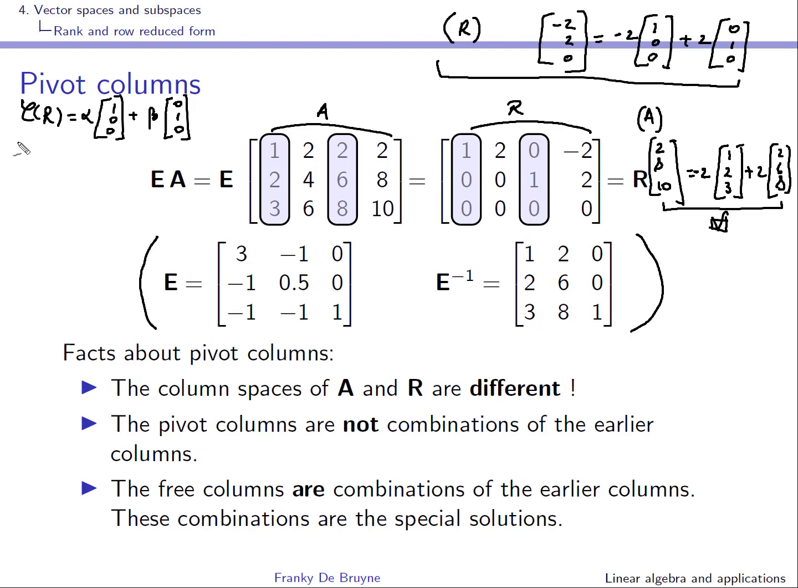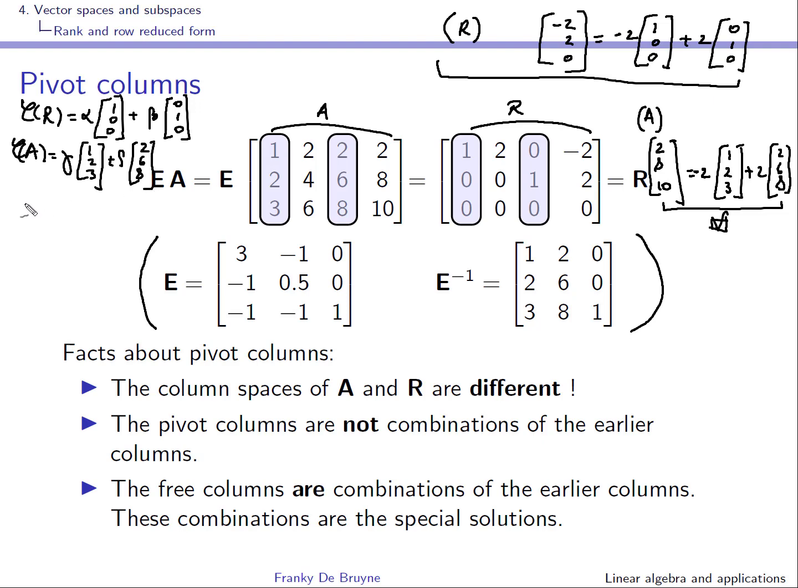Well, to compute the column space of A, it's the same thing. I know that this one here is 2 times this one. I know that this one is minus 2 times this one plus 2 times this one. So to compute the column space, I only need to consider the pivot columns. So it will be gamma (1, 2, 3) plus delta (2, 6, 8).